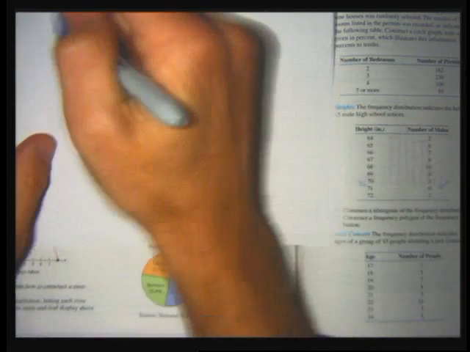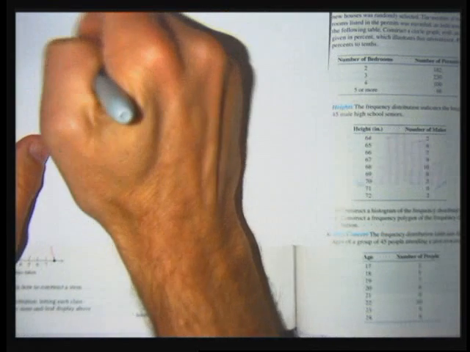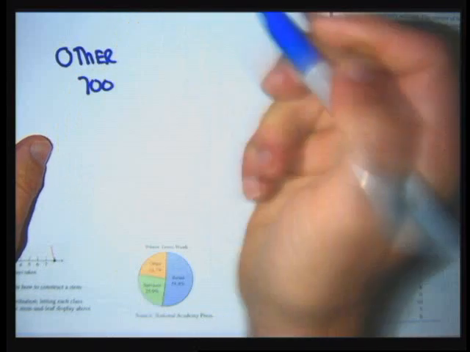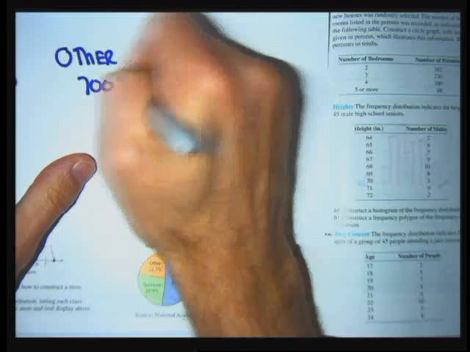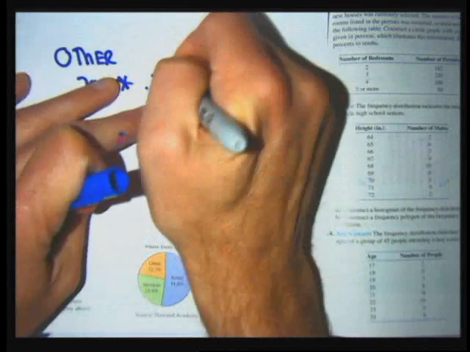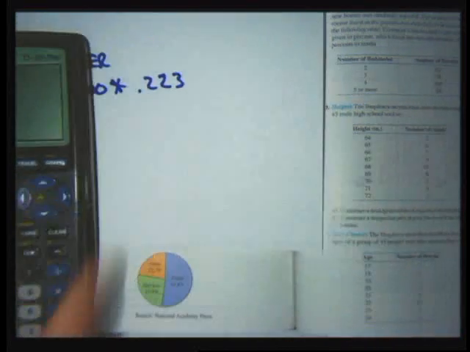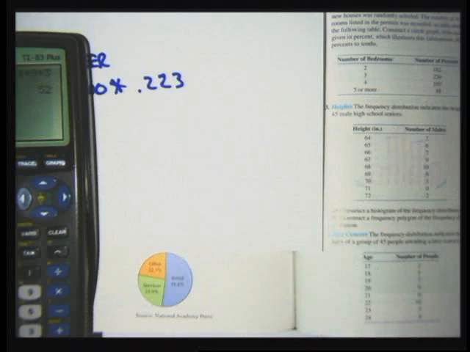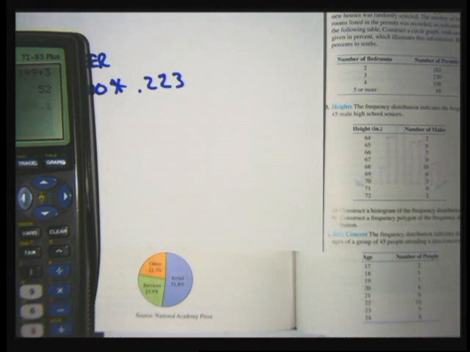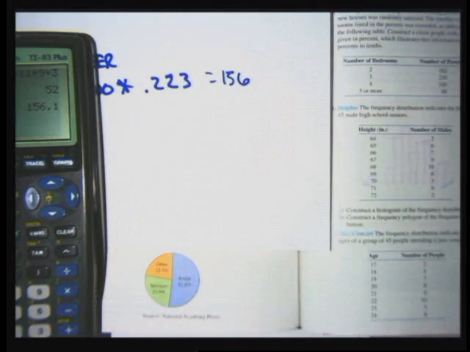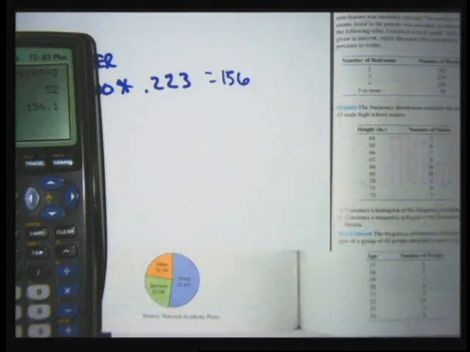So to do the number in the other category, so how many teens of the 700 said they have a job that's not service or retail? I take the 700 teens, I take 22.3% and make it into a decimal, which is 0.223. I multiply those amounts. If I take 700 times 0.223, I get 156.1. I'm going to round that to 156. So 156 of the 700 teens worked in an other category.